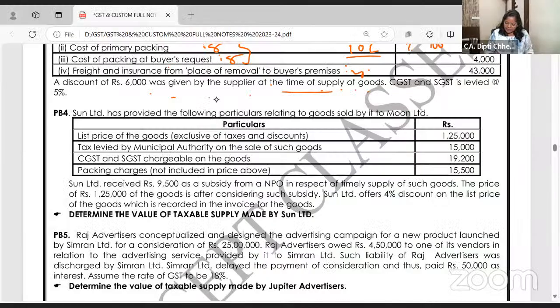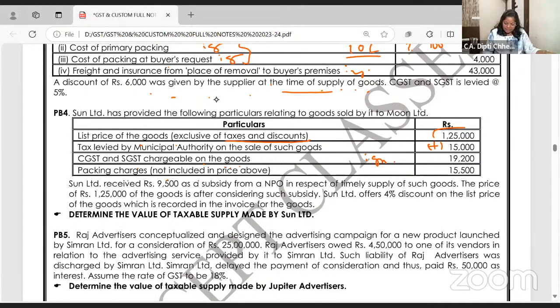Sun Limited has provided following particulars. List price of the goods excluding the taxes and discount. So taxes are not included is 125. But if the municipal department has charged some tax, should we add it? CGST and SGST is chargeable on the goods separately. No. Just ignore. Don't add these taxes.